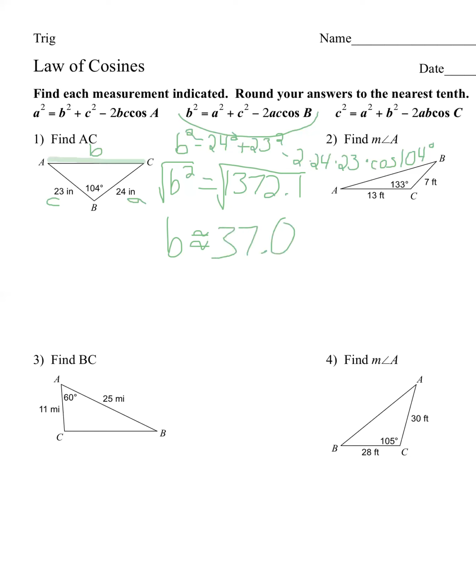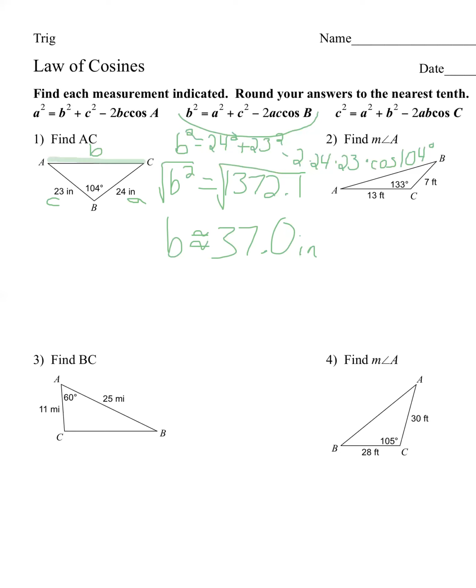Okay, looks like we're in inches here. So side B is approximately 37 inches. A really quick way to check that your answer is in the realm of possibility: remember that across from the biggest angle should be the biggest side, and likewise across from the smallest angle should be the smallest side. So angle B in number 1 is certainly the biggest angle, so that means side B should be the biggest side, and it is. 37 is certainly bigger than 23 and 24, so that's a reasonable answer.